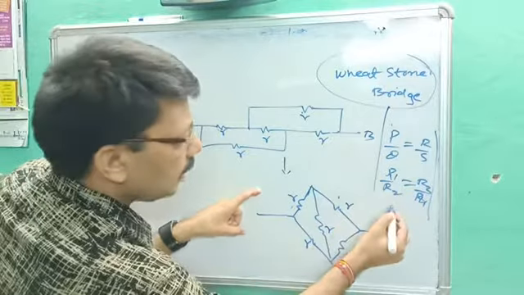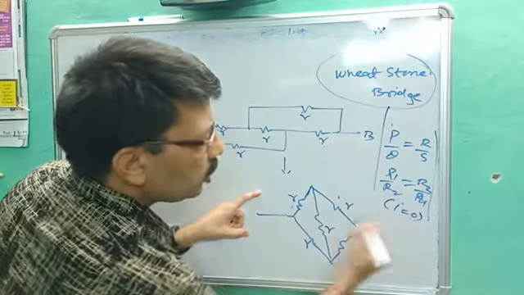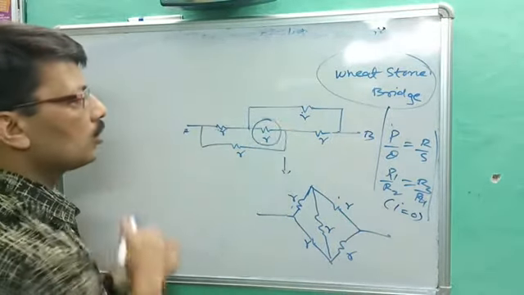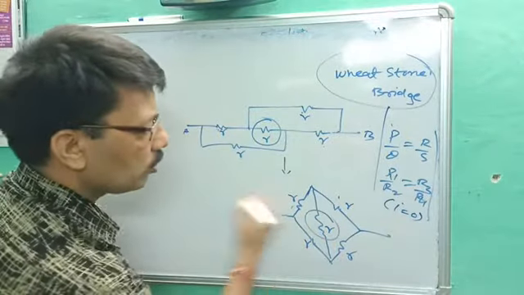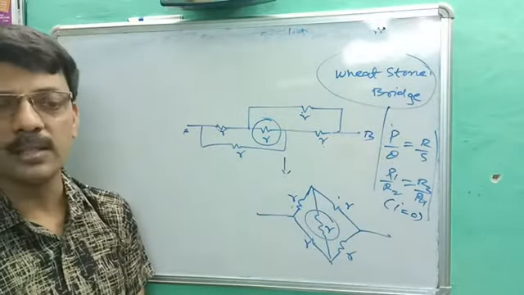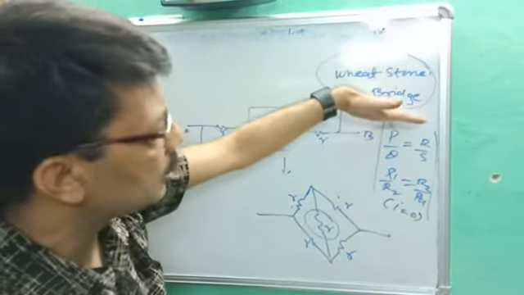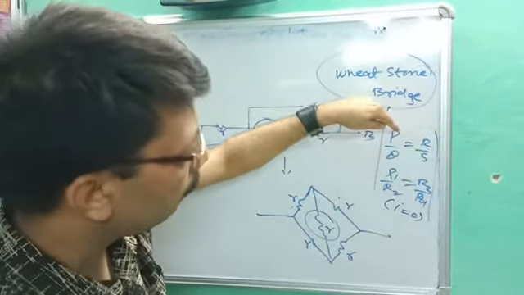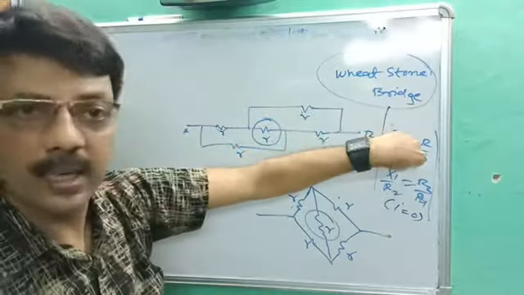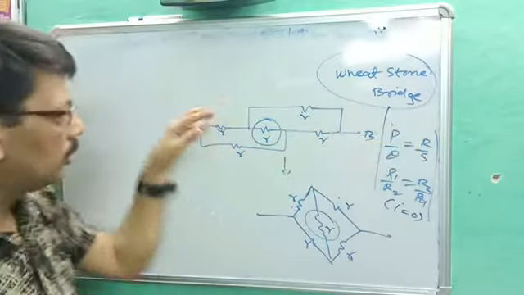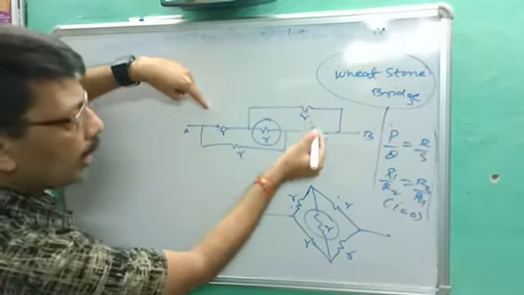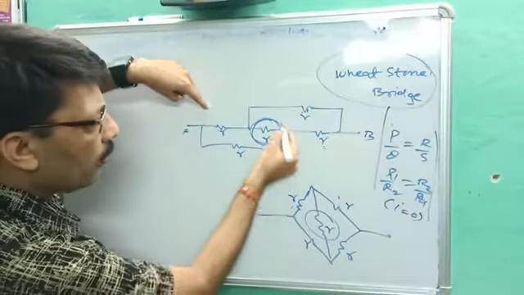In that condition, from the midpoint current becomes 0. It means no current is drawn through that circuit. Are you getting this? This is a very, very important point. If you are getting the condition of the Wheatstone bridge, it means P upon Q is equal to R upon S. P, Q, R, S are the resistances of the bridge arms. Understood? So here P upon Q is equal to R upon S, then from the midpoint no current is drawn.